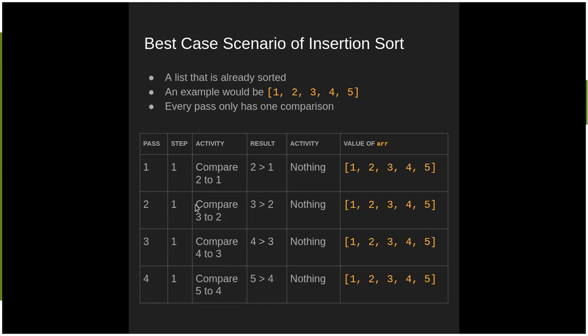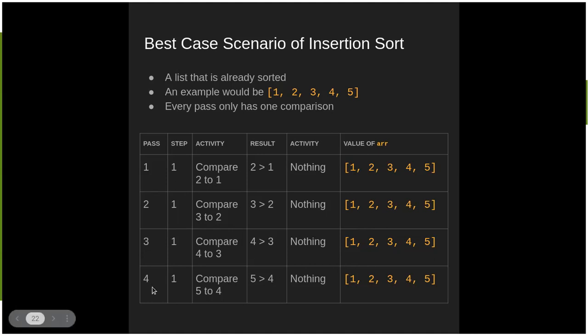Then in the second pass, we compare the number 3 to number 2. And since the number 3 is larger than the number 2, we don't really change the list at all. And we can assume, and the algorithm just assumes, that the rest of the list is sorted. Then in the third pass, the number 4 is compared to the number 3, and since 4 is larger than 3, nothing happens.